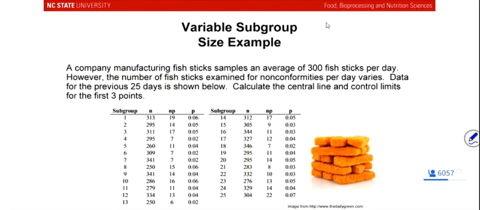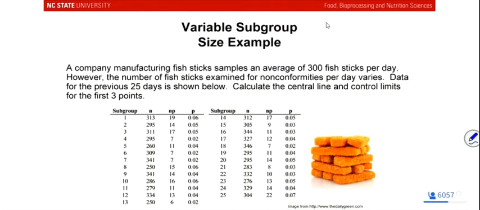Let's move on to fish sticks. A company manufacturing fish sticks samples an average of 300 fish sticks every day. Sign me up. I love fish sticks. Get some big bottle of ketchup. Why not? However, the number of fish sticks examined for nonconformities per day varies. Data for the previous 25 days is shown below. Calculate the central line and control limits for the first 3 points.